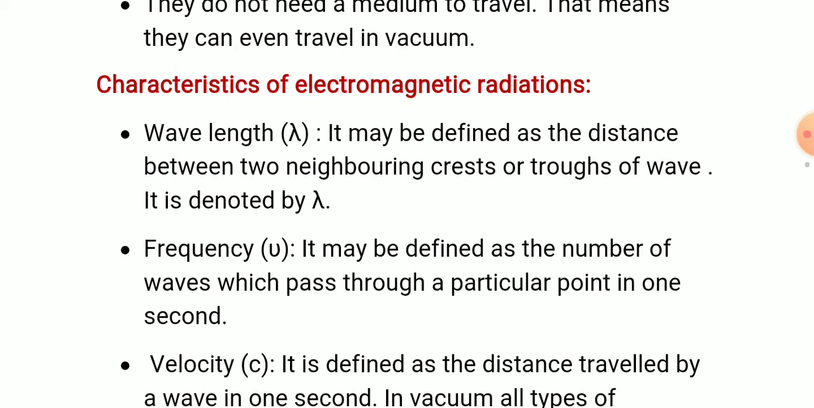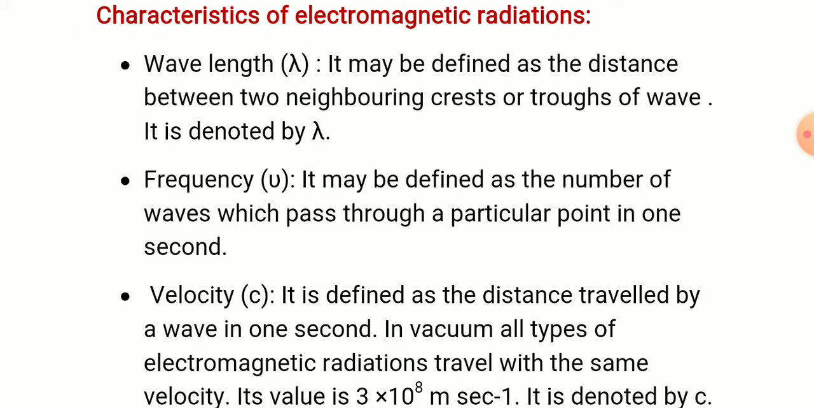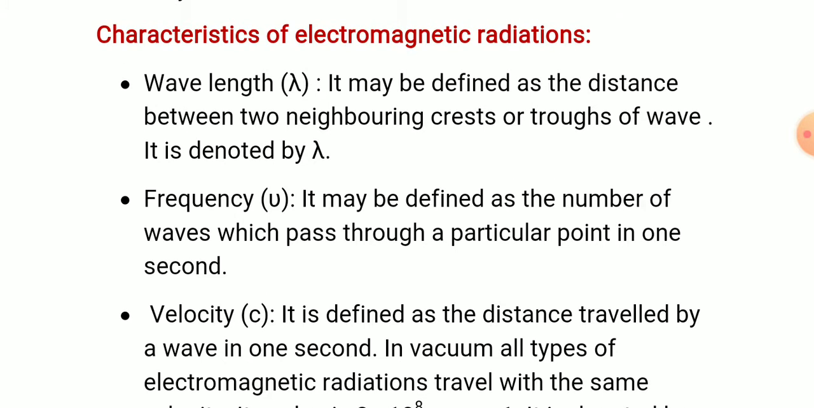Now, characteristics of electromagnetic radiation. So let's see the characteristics of electromagnetic radiation. First, wavelength. It is denoted by lambda. What is wavelength? It may be defined as the distance between two neighboring crests or troughs of a wave.